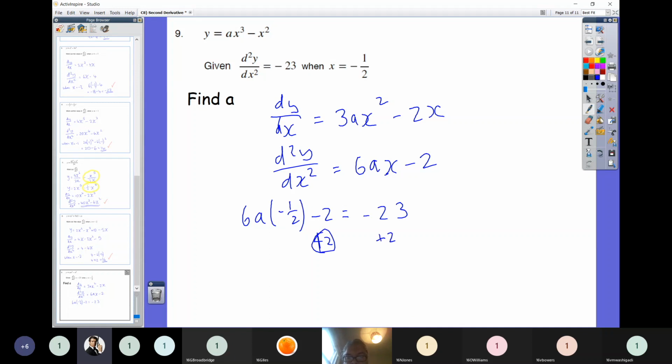So adding 2 to both sides, we get 6a times minus a half is minus 3a, and that's equaling, once we've added 2 to both sides, minus 20. Obviously, we then divide by the minus 3. We should get a being 7. People agree? Yes. Yeah. Thank you, Nina.